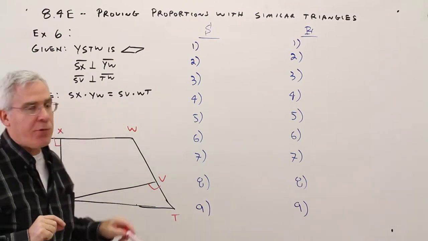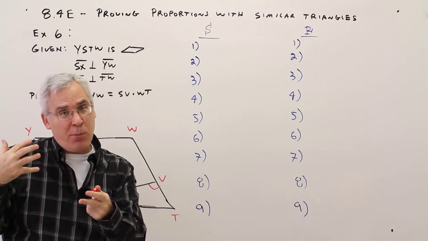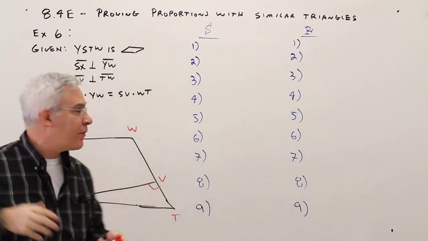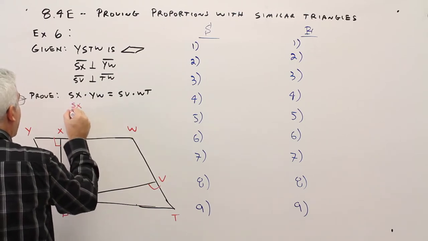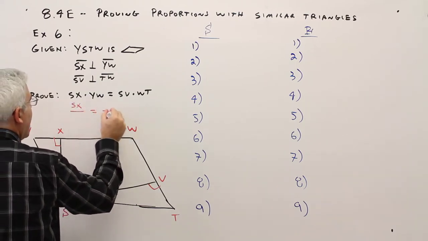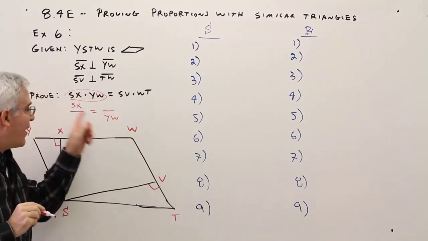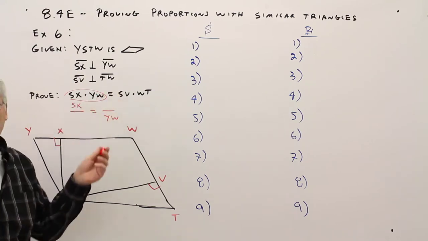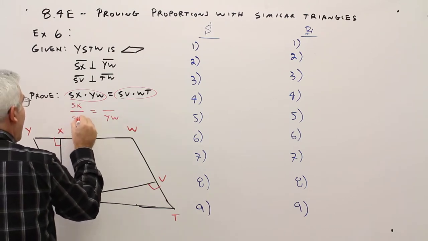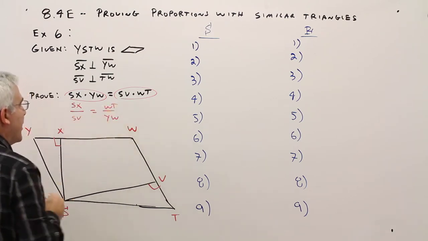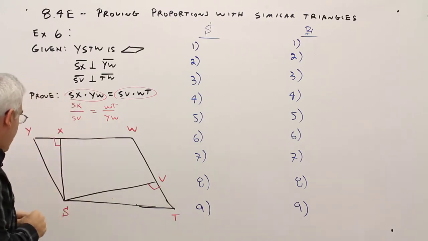Prove this product. So whenever I see a product, I like to go backwards and make it be a proportion because that's what I do with similar triangles. So I'm going to go backwards and say this is really the same as SX over somebody equals somebody over YW. Again, just make sure that those are in the same diagonal buddy. And then over here, make sure that these are in the same diagonal buddy. So I could just say SV and WT. Okay, once I do that, then I'm looking for triangles. So let's see what I've got here.